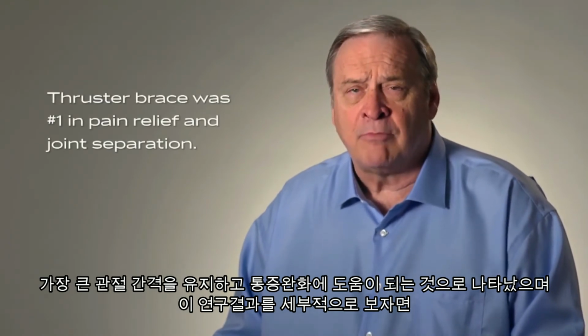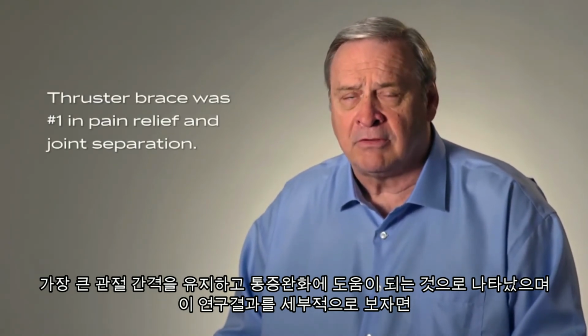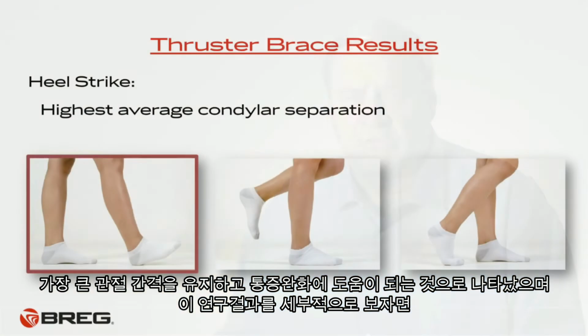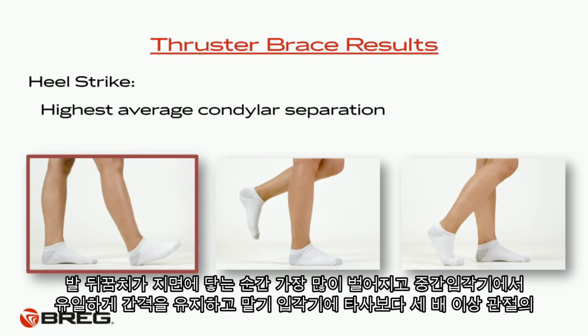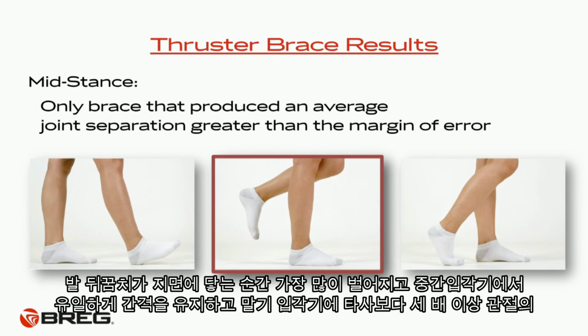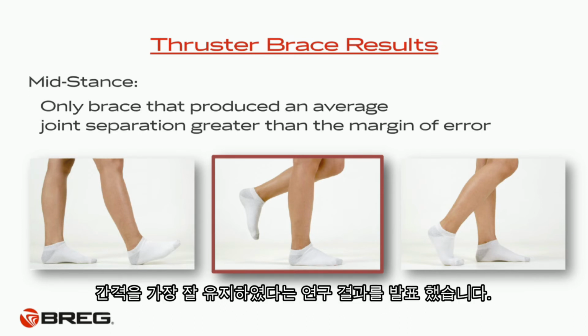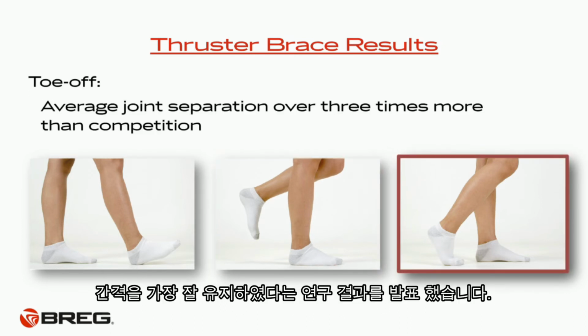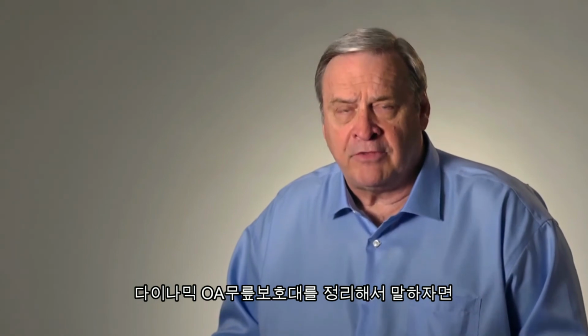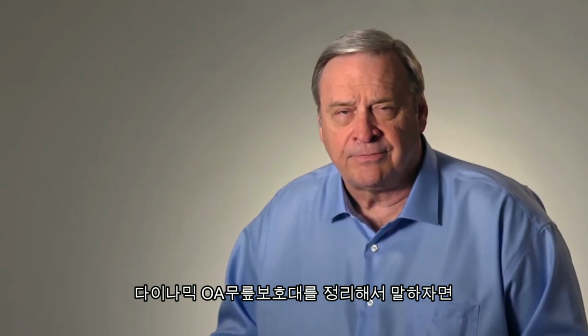The thruster brace was number 1 in pain relief and joint separation. The detailed results showed that at heel strike, the thruster brace had the highest average condylar separation. By the time the knee moved into mid-stance, the thruster brace was the only brace that produced an average joint separation that was greater than the margin of error of the study. Just prior to toe-off, the average joint separation for the thruster brace was more than 3 times more than the next closest competitor.